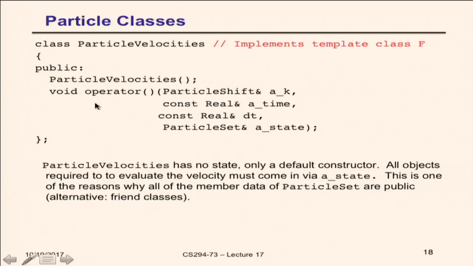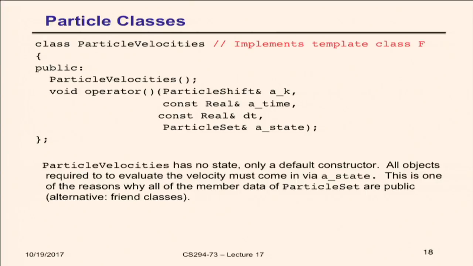You have a constructor, a default constructor, and you have an operator, so that if you have something of type F, or of type particle velocities, you'll see that you just take that and apply it to particle shift, the time in dt, and particle set. Now, particle velocities has no state, only a default constructor. So that means any of the persistent state that you need to evaluate the right-hand side has to come in via particle set, via a state.